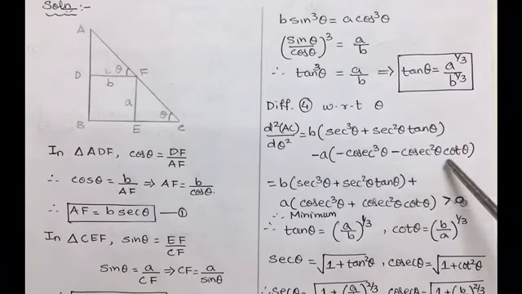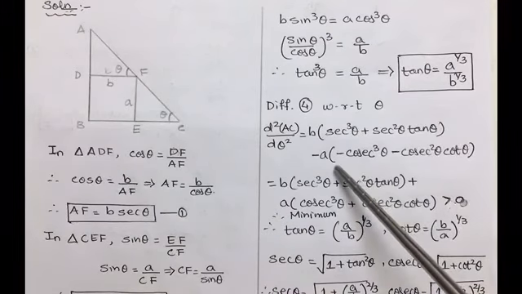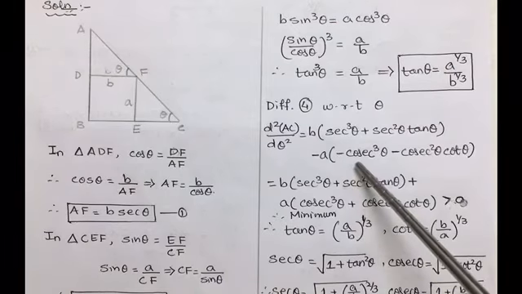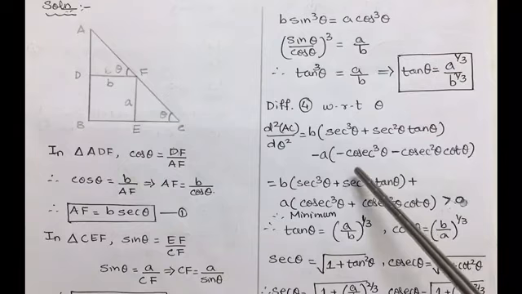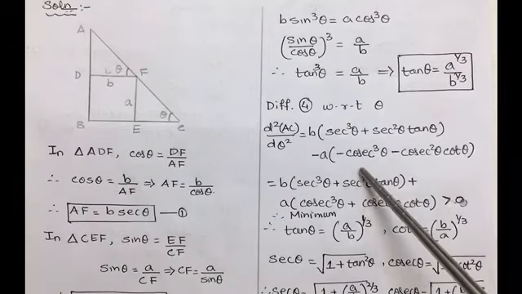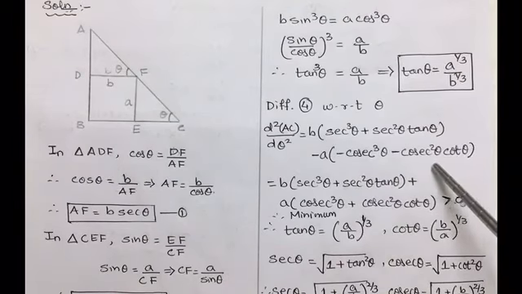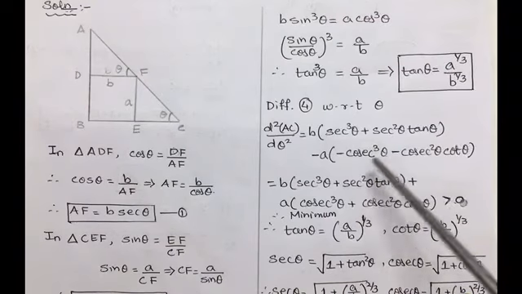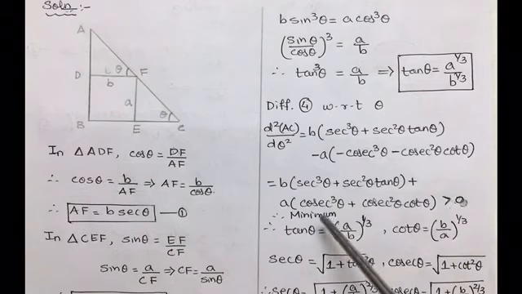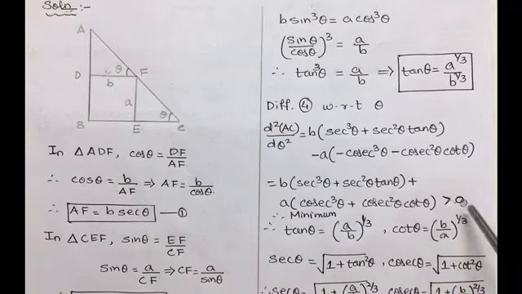Same we have to do with minus A cosec theta cot theta derivative. We will get it in this way. Both cosec theta derivative is negative and cot theta derivative is also negative. So negative and negative comes out, makes it positive. So the entire term of the second derivative is positive, which is greater than 0. Therefore, the length is minimum.